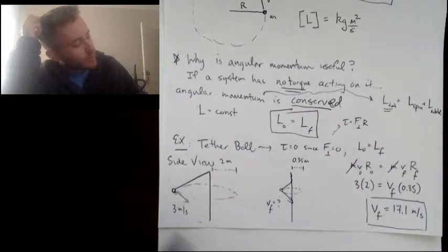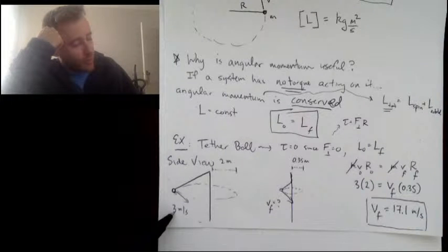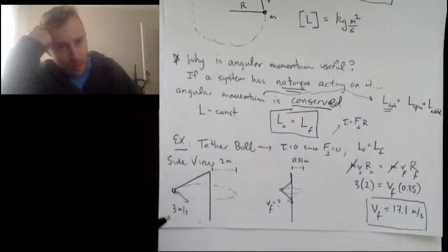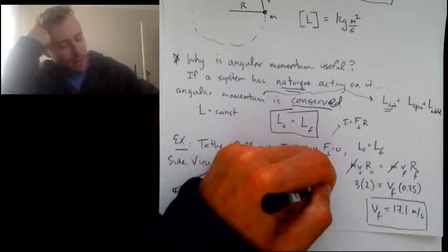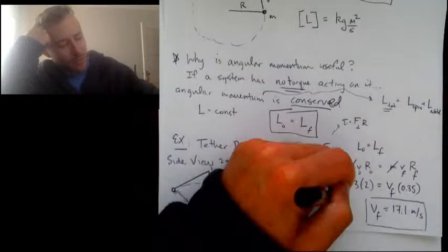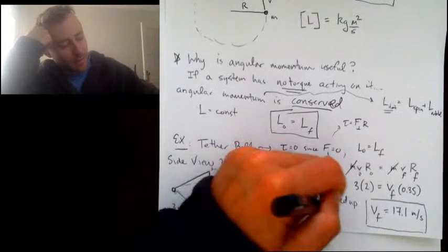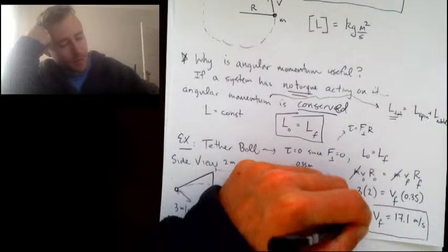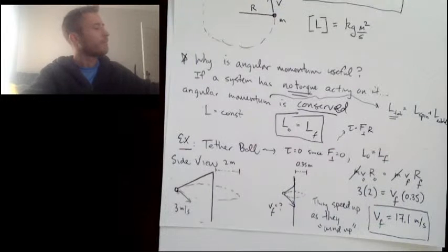Okay, so we can see that as it wound up, the speed increased from 3 meters per second to 17.1 meters per second. So generally what angular momentum conservation says is that things speed up as they wind up. That's one of the things that angular momentum says. Okay?